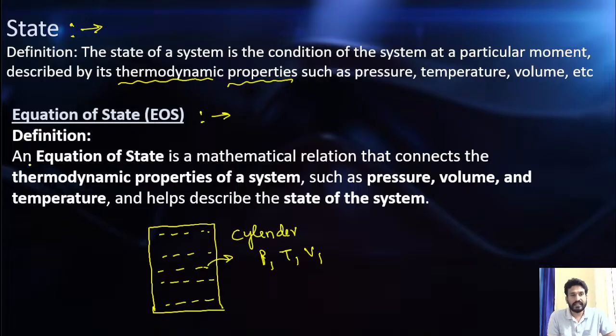So what I'm saying is, an equation of state is the mathematical relation that connects the thermodynamic properties of the system, such as pressure, volume, and temperature, and helps describe the state of the system. Okay, so please write it, and if you need any further clarification, tell me.